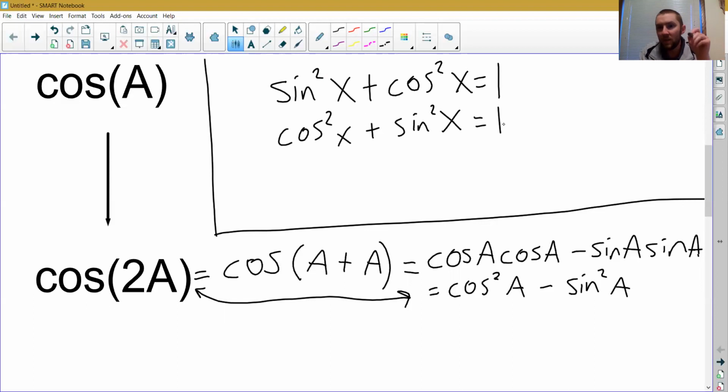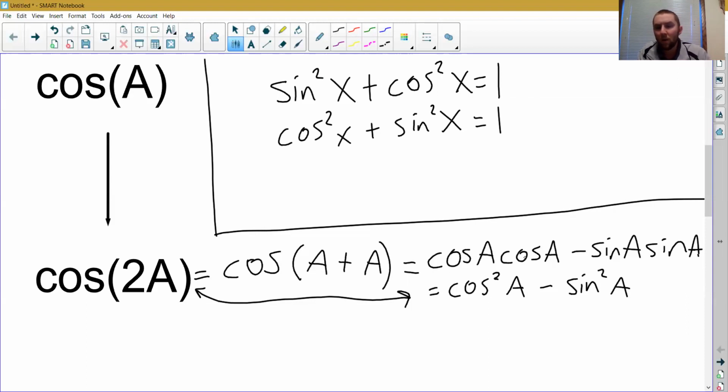I want you to notice the difference between the Pythagorean identities and the double angle formula that we just came up with. These were added together. Sine squared plus cosine squared is equal to 1. Cosine squared plus sine squared is equal to 1. When they are subtracted, they are not equal to 1. They're not equal to negative 1, okay? This is actually equal to cosine of twice as much as the angle. Cosine squared minus sine squared is equal to cosine of 2a.